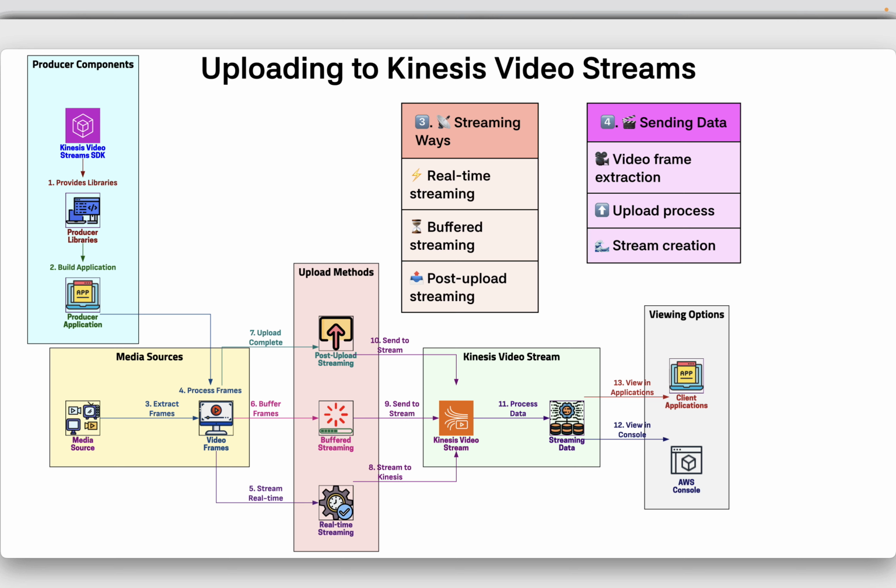After you create a Kinesis Video stream, you can start sending data. The producer applications use the SDK to extract video data, which are frames, from the media source and upload it to Kinesis Video Streams.